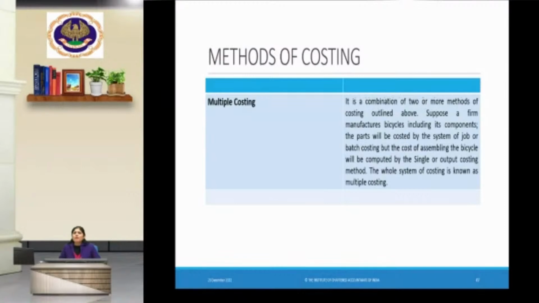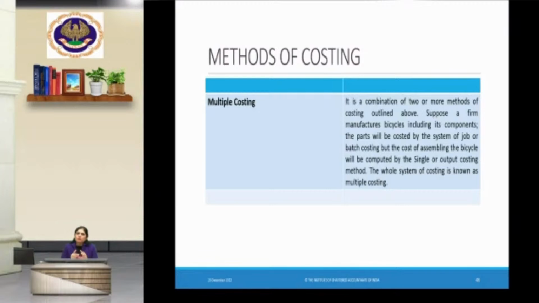Multiple costing, where more than one method of costing will be applicable. For example, let us say I take the example of a bike. So I manufacture bikes, but like a bicycle if I take. I manufacture bicycles, and I also manufacture parts of bicycles. For parts of bicycles, batch costing will be applicable. That means 1,000 parts will be manufactured in one lot, in one batch. And bicycle is a single costing, per bicycle.